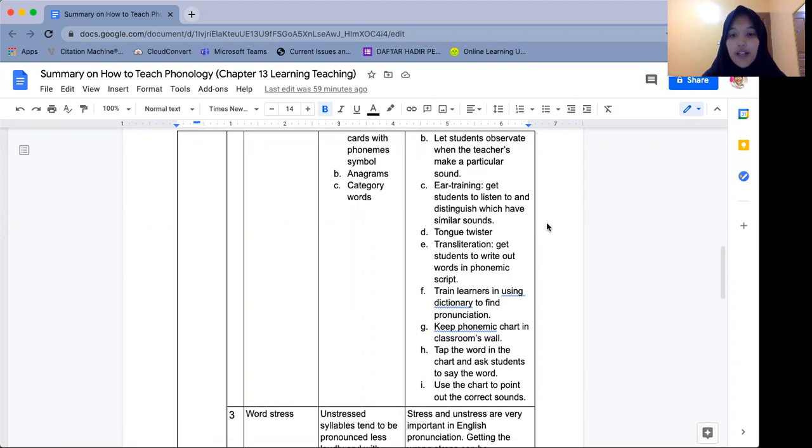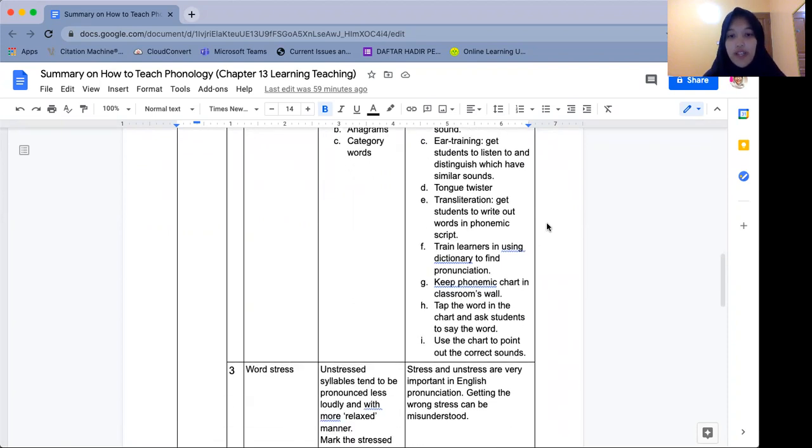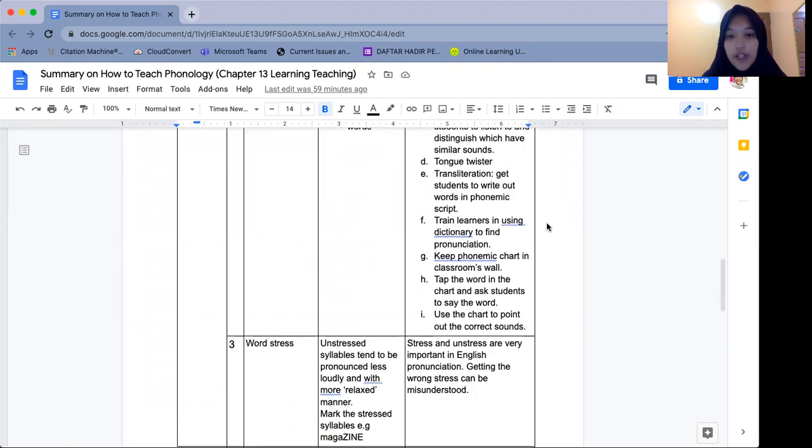F, train learners in using a dictionary to find pronunciation. G, keep a phonemic chart on the classroom wall. H, tap the word in the chart and ask students to say the word. I, use the chart to point out the correct sounds.